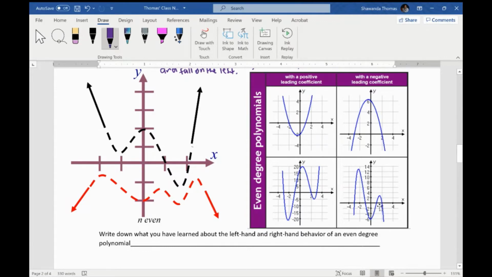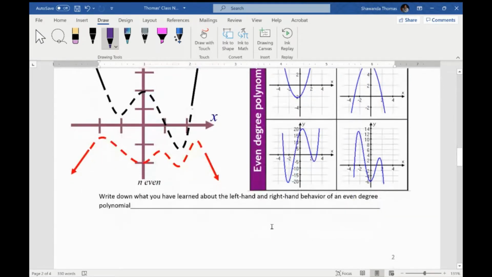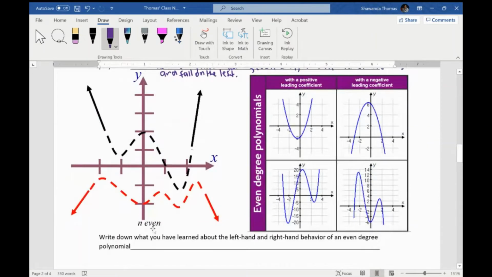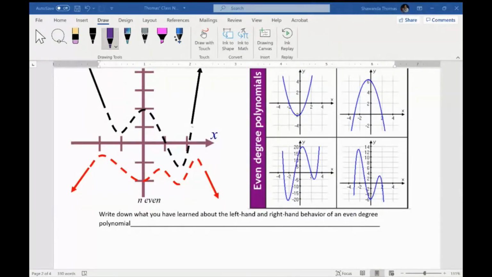All right. Again notice the middles are doing different things, but we do know the end behavior. What can y'all tell me about the left hand and right hand behavior? Anybody want to volunteer to share something you learned about that just now? If it's a positive leading coefficient, both ends will rise, and if it's a negative leading coefficient, then both ends will fall.